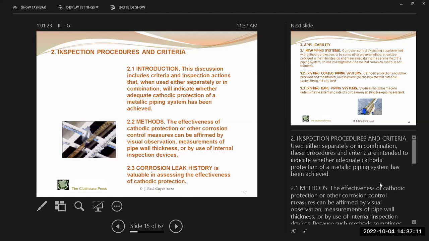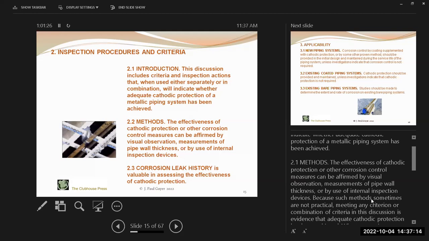Now, the effectiveness of the cathodic protection or other corrosion control measures like coatings can be affirmed by visual inspection, going out and looking at the protected structure. Is it corroding? Going out and looking at the anodes. Are they being corroded away too fast? If they are being corroded away too fast, they may, in essence, break in two, which reduces their effectiveness. And that's one reason you're doing this inspection and testing.